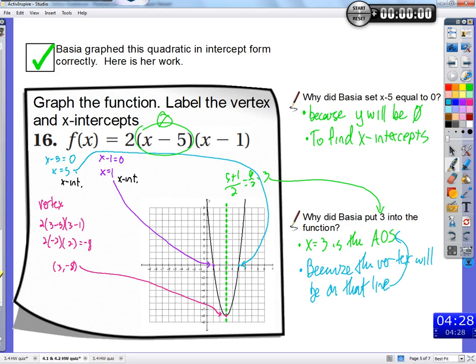But there it is. So we already have x-intercepts. Since they are straight across from each other, we know they must be reflected over the axis of symmetry, which must be right in the middle. And on that axis of symmetry, we're going to find the vertex. We know that it's at x equals 3. To find the y, we put 3 into the function and find the y. This is great.